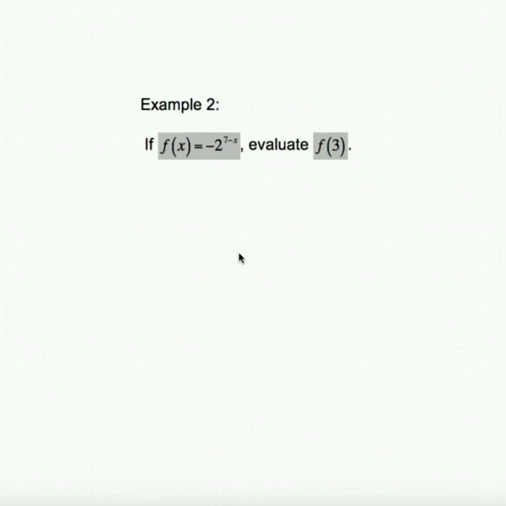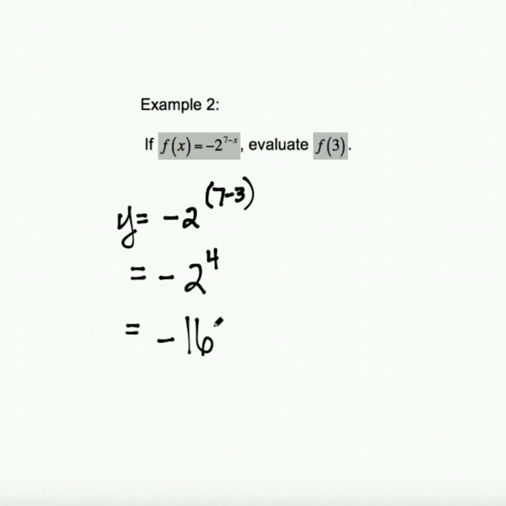In example 2, we're going to evaluate the exponential function f of x equals -2 to the 7 minus x. Okay? So this negative is out in front, so that 2 is not actually negative. I just want to point that out. So what we're going to do is plug in 3. So y equals -2 raised to the 7 minus 3 power. So that's -2 to the 7 minus 3, which is 4. 2 to the 4th is 16. So my answer is -16. Again, that negative is not being raised to the 4th power.